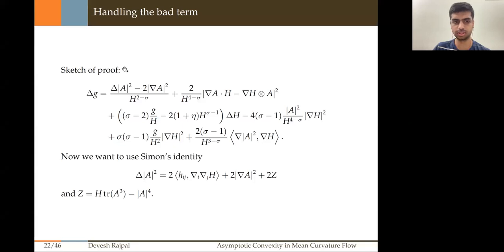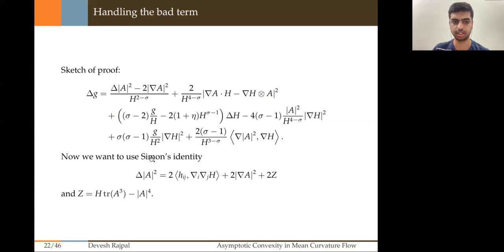To do this, it's only a sketch. We calculate the Laplacian of G, which is some big quantity. And notice that we have an identity relating gradients to a purely curvature term, which is Simons' identity. It says that the Laplacian of |A|^2 is equal to twice this inner product, h_ij being the components of the second fundamental form, times gradient i, gradient j of mean curvature, plus twice |gradient A|^2 plus 2Z, where Z is some algebraic expression in the principal curvatures without any gradient term.